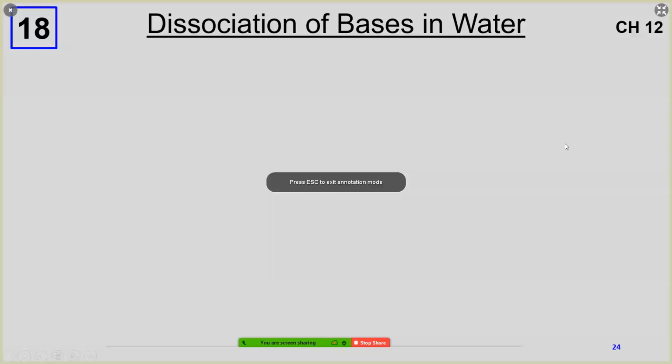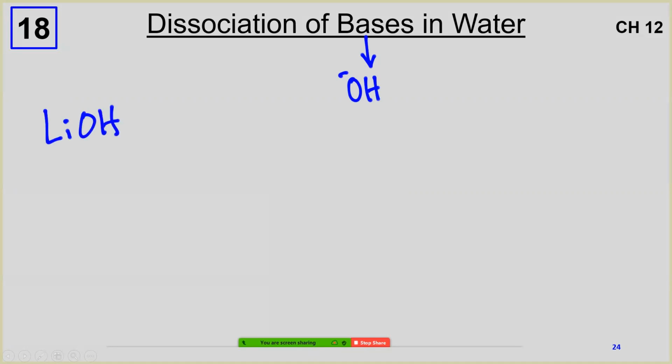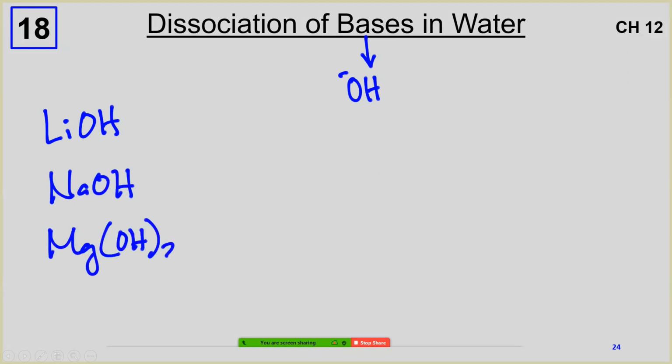And we could also do the same thing for the dissociation of bases in water, not just acids. So again, bases contain a hydroxide ion, right? So if you have lithium hydroxide, sodium hydroxide, let's say magnesium hydroxide, and let's say calcium hydroxide. How do we show the dissociation of bases in water?